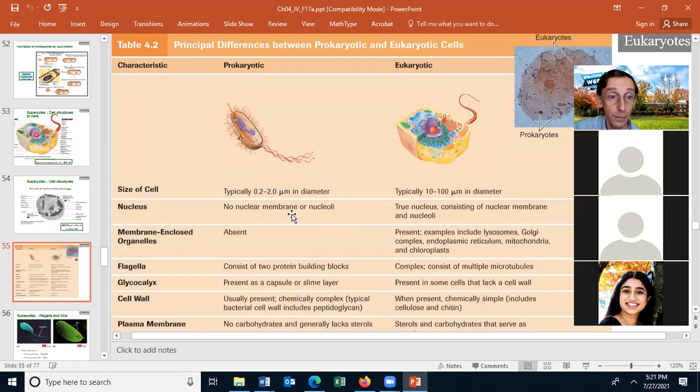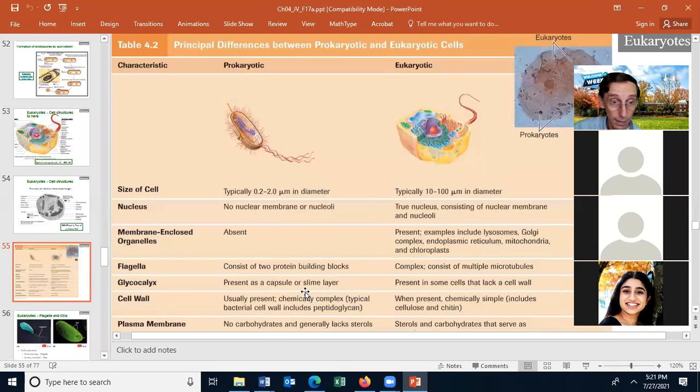There are no nuclei in prokaryotic cells. There are in eukaryotic cells. Membrane-bound organelles are absent in prokaryotic cells. They're present in eukaryotic cells. Flagella can be found in both prokaryotic cells and eukaryotic cells. The flagella are different, but we're really not going to talk much about the differences of the flagella.